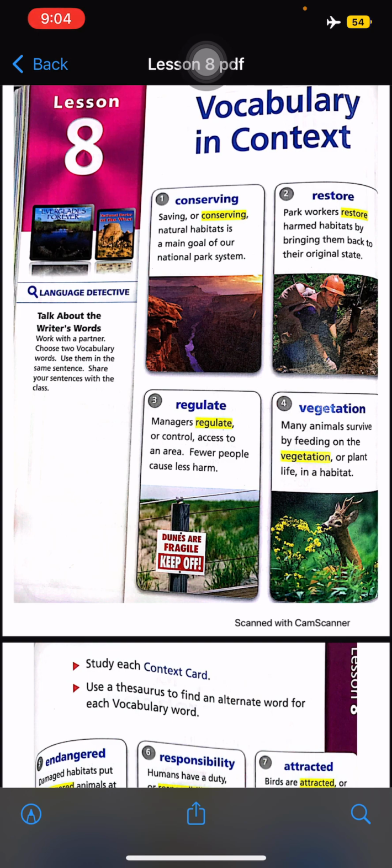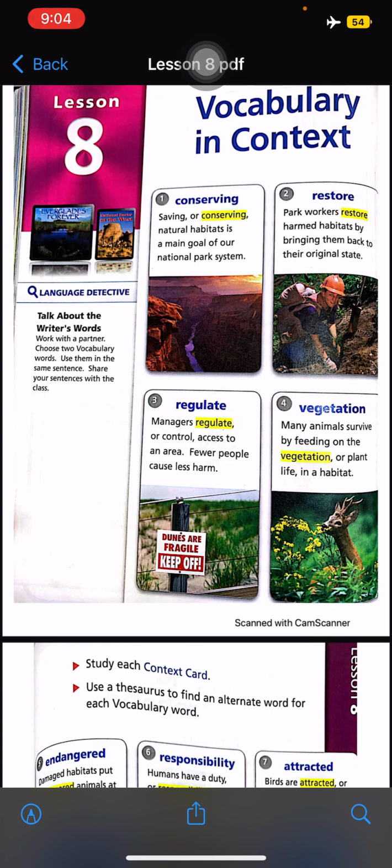The third word is regulate. Regulate means to control or maintain. The managers regulate, or control, access to an area. Fewer people cause less harm. So regulate is to control or maintain.